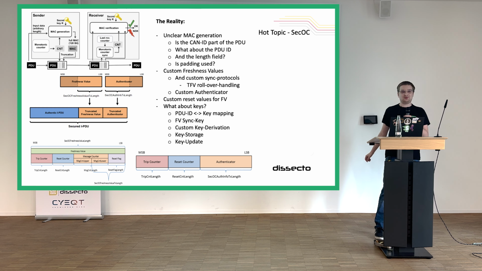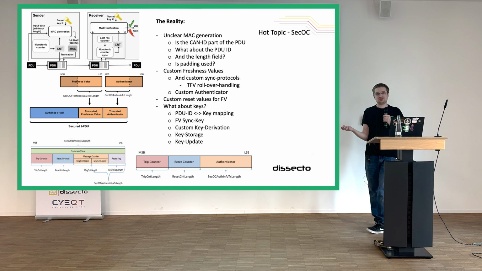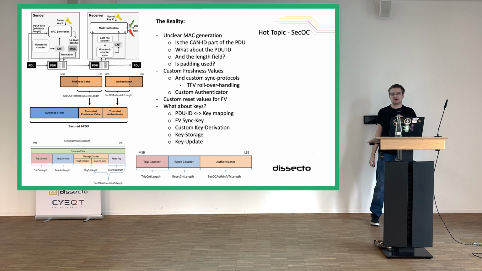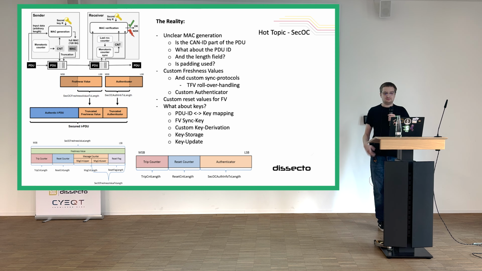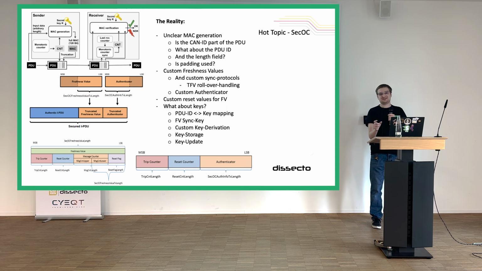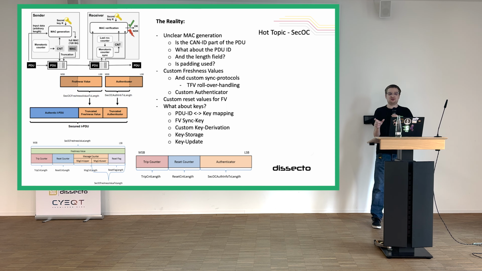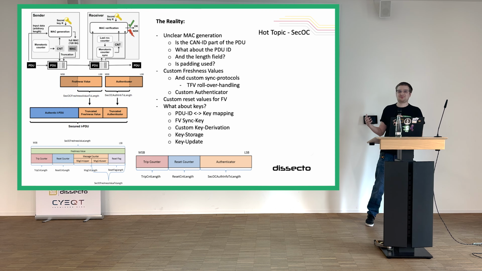And when the real world hits, we have an unclear definition of what is even secured. For example, if we have a CAN message, is the CAN ID part of the PDU which is secured? Or can we change the CAN ID and send the same message? What about the PDU ID? How is it generated? Or where is the list of that? Is the length field in the PDU? Or is it really only the data? Is padding used? Sometimes padding is used, sometimes not. It makes a big difference when you calculate the MAC.